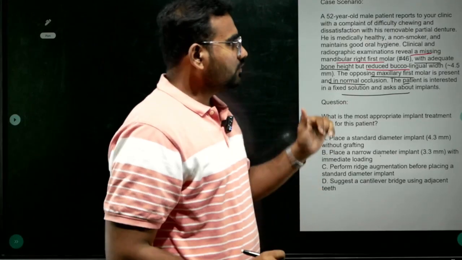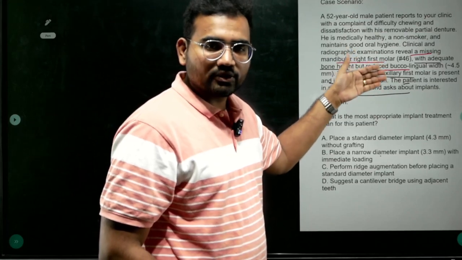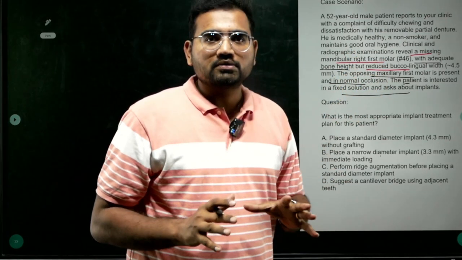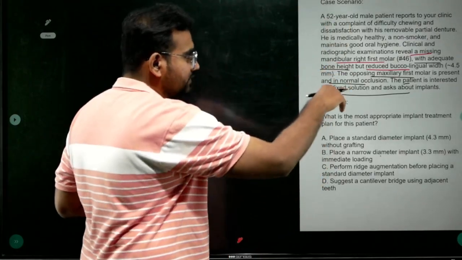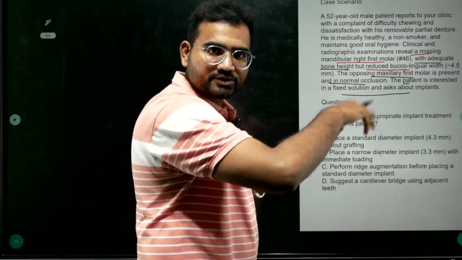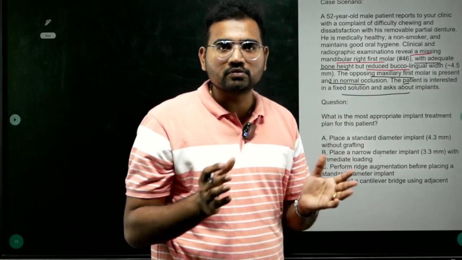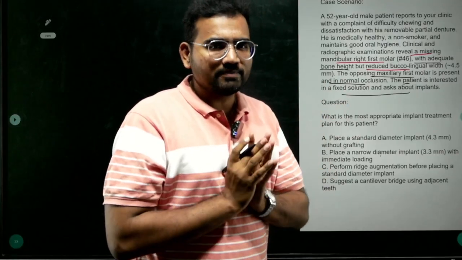Okay, now when you see a case scenario and you have marked out absolute positives and absolute negatives, and you find out the diagnosis, you have to rule out the options that have absolutely zero chance of becoming the right option, okay? So in this question, the patient inquires about implants. I'm taking x-rays, I'm seeing clinically there is good height but less buccolingual width. So this talks about implants, okay?